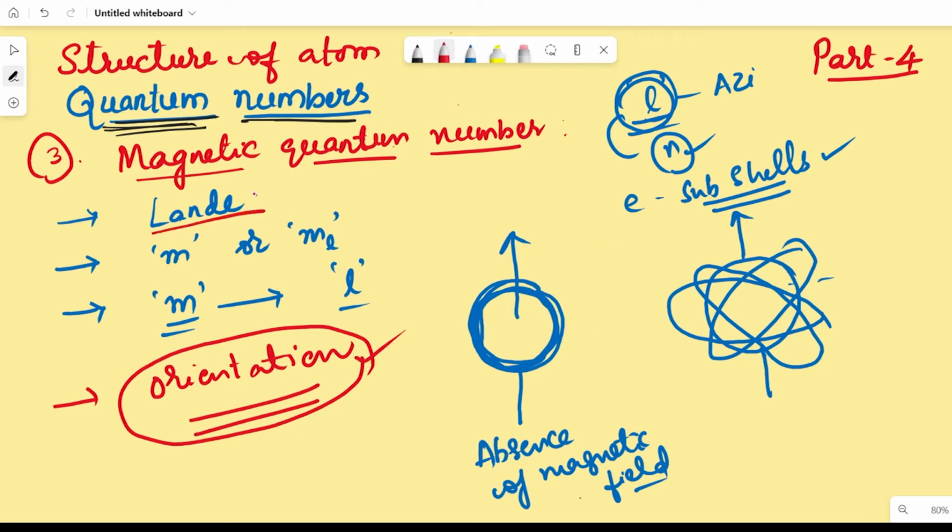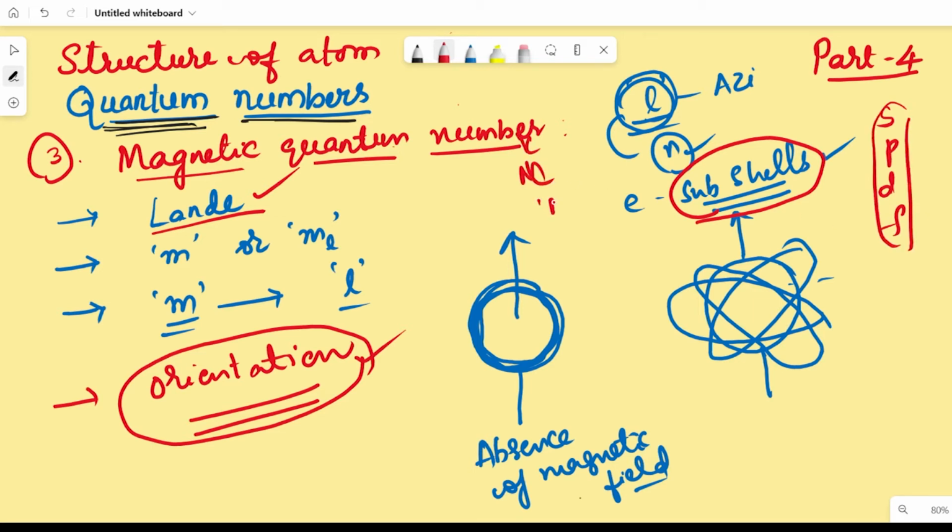This is proposed by the scientist called Lande. Is it clear? The magnetic quantum number means that while placing the atom in an external magnetic field, the electrons present in the subshells, which you already know as s orbital, p orbital, d orbital, f orbital, all of these are orbitals. Each shell, K shell, L shell, M shell, N shell, has some suborbitals. The K shell has one subshell, the L shell has 2 subshells, the M shell has 3 subshells, right?